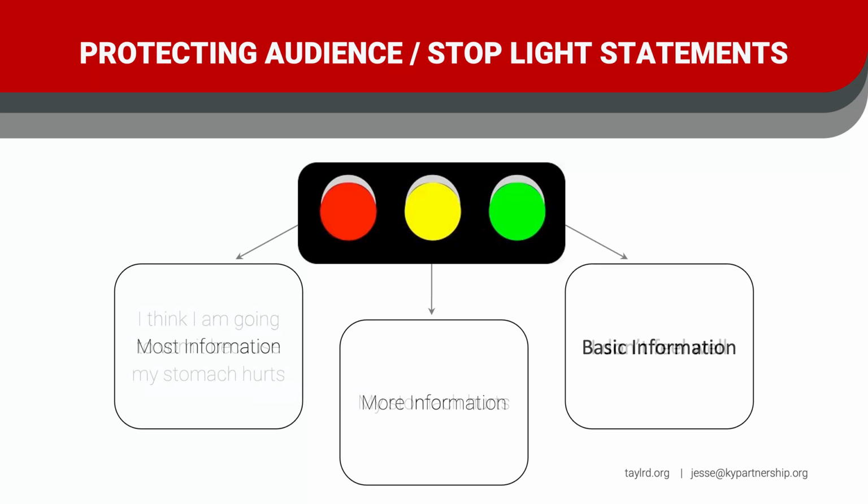Let's think about the general statement about feeling sick. A green light statement would be, I don't feel well. As you can see here, it's very basic and gets the point across effectively. A yellow light statement would be, my stomach hurts. Again, you can see the yellow light statement gets a little more specific. We can see here that it gives specific information and helps the listener to understand what part of you is causing you not to feel well.